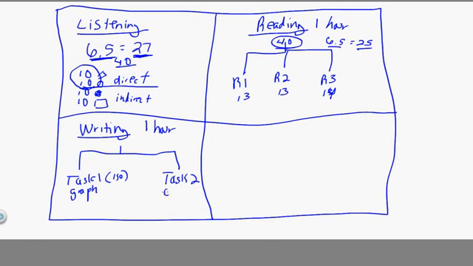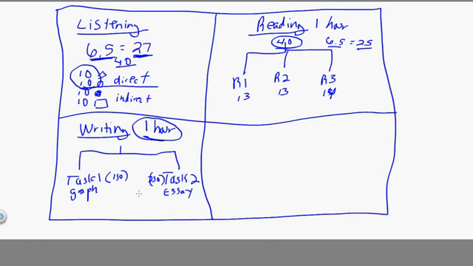For task 2, this is an essay, and you have to write 250 words. The total time that you have for both writings is 1 hour. So for example, they're going to give you the graph task and the essay question at the same time, and after the 1 hour, they're going to collect both papers. So you do not do these separately.